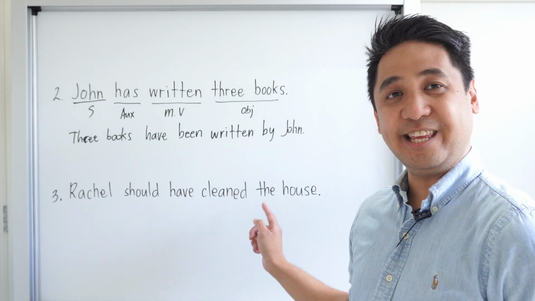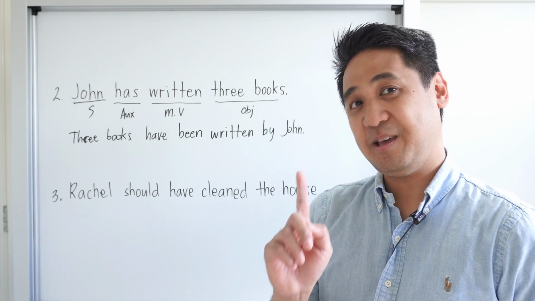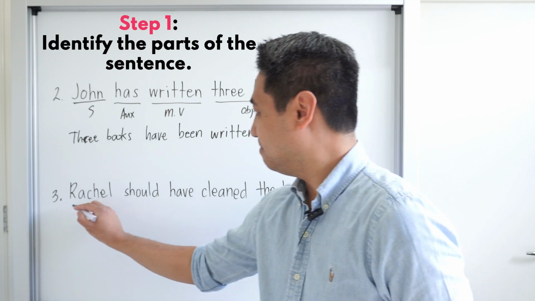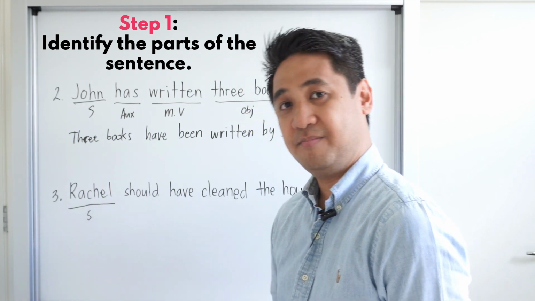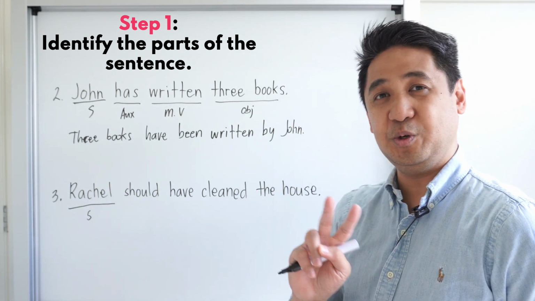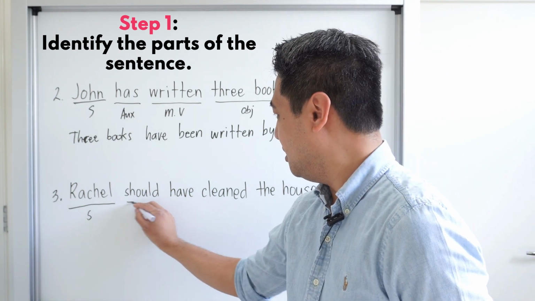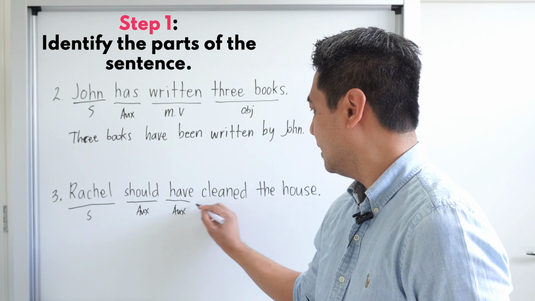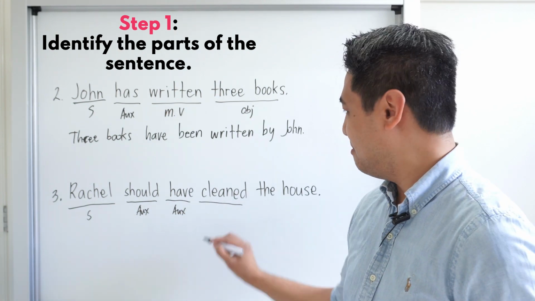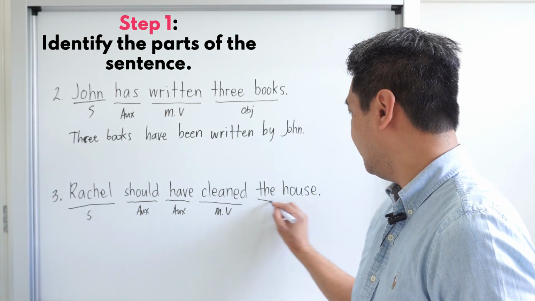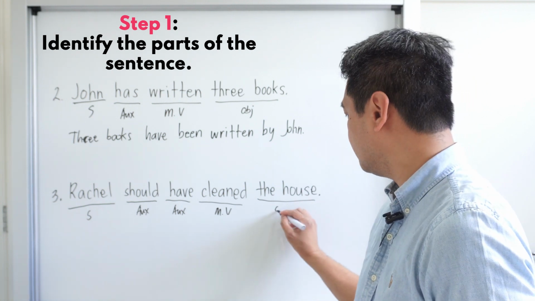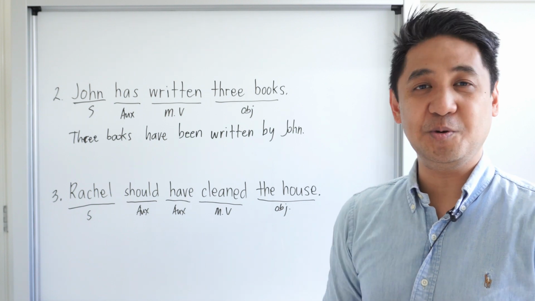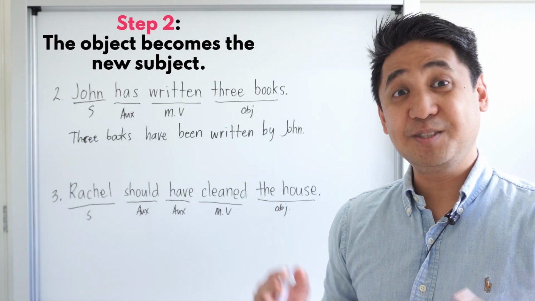Rachel should have cleaned the house. So, step 1, identify the parts of the sentence. Rachel is the subject. Now, in this sentence, we have two auxiliary verbs, should and have. This is our main verb, and this is our object. Step 1, complete.